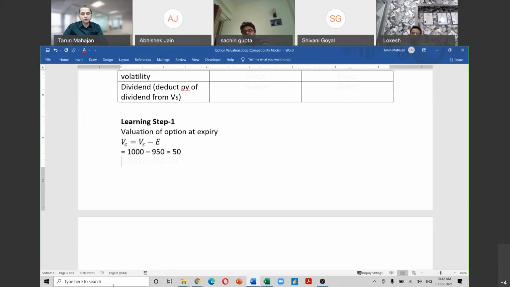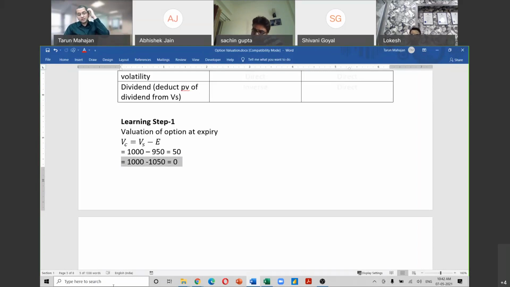If I choose the strike price to be 1050, then the premium will be negative. But practically, premium can never be negative. So we always treat it as 0 if it becomes negative. Negative premium means the holder won't pay premium, the writer will pay premium. That never happens.